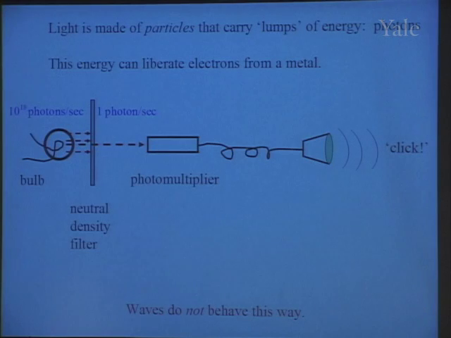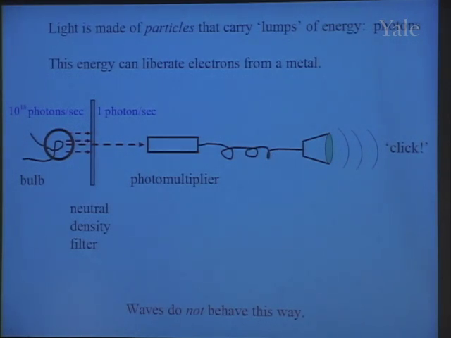And then there's a gadget called a photomultiplier, which when it receives this little lump of energy, this particle called the photon, it detects it, turns it into a burst of electrical current, and you can use that to drive a loudspeaker, and you can hear it click, or you can see a needle move, and you can detect the presence of these particles.